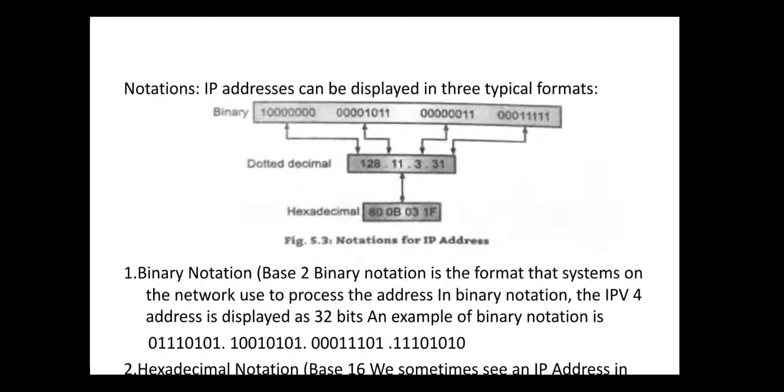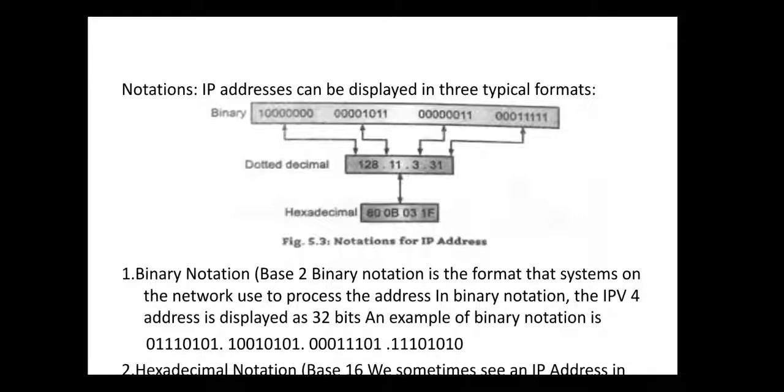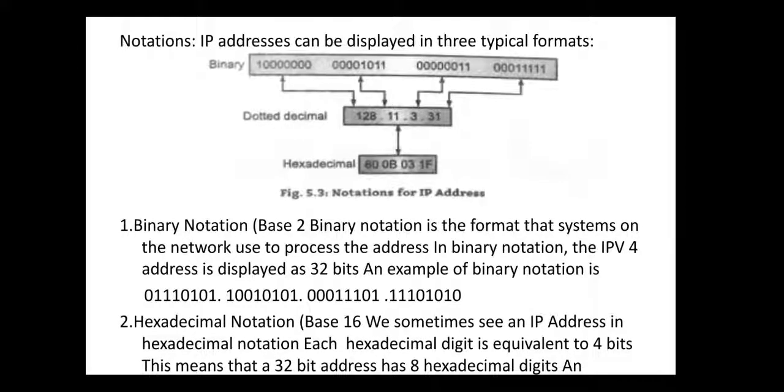Next, check here the notations of IP address, that is binary notation, dotted decimal notation and hexadecimal. Here the IP address is 128.11.3.31. Here we converted this dotted decimal into the binary form and also into hexadecimal form. You know about the conversion, right? We already learned all this concept in digital technique. How to convert binary to decimal, decimal to binary, and then how to convert it into hexadecimal.